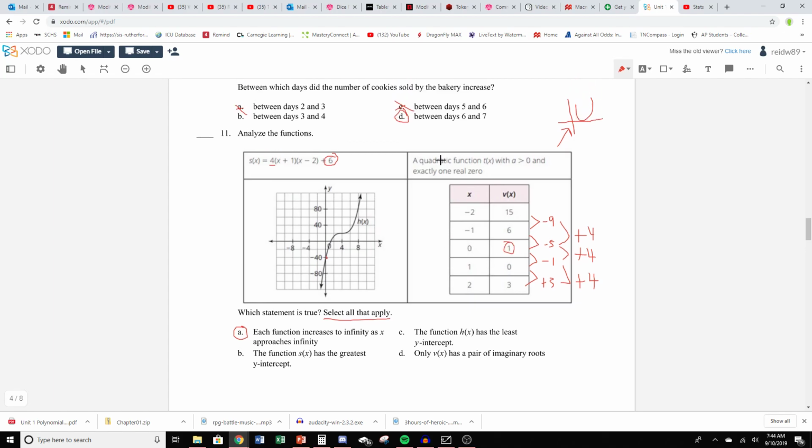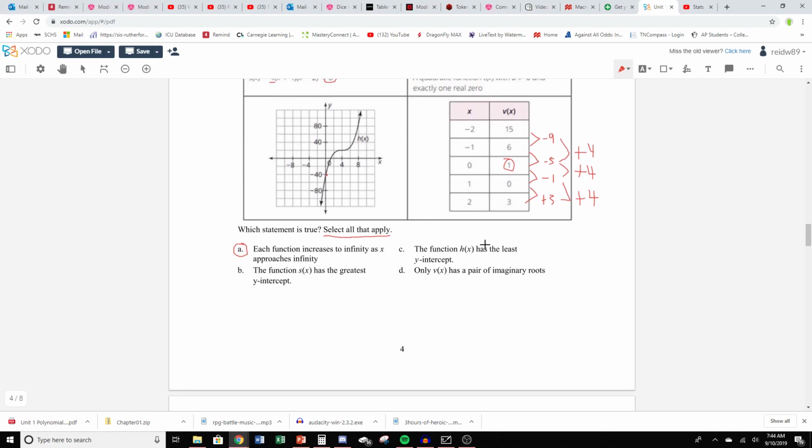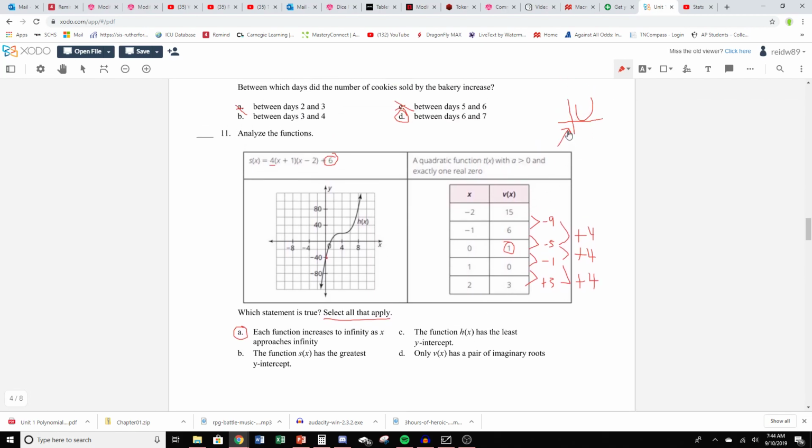So far so good. And then the quadratic function t of x, so whatever this right here, it's opening up, and it says it has exactly one real 0. Well, with that, we don't know where it's going to cross the y-axis, okay? So we can't really make that statement to say that b is true because we don't really know anything else about this one. All right, let's look at the next one.